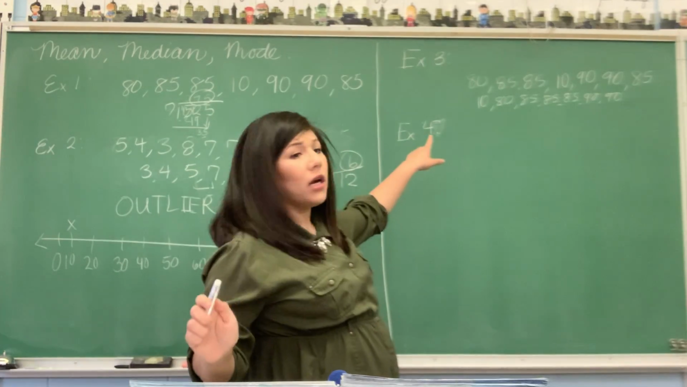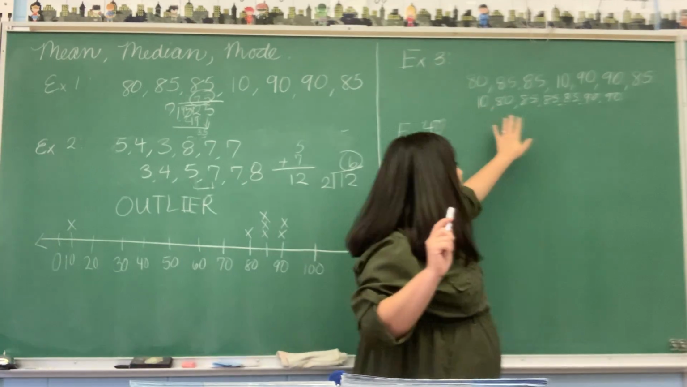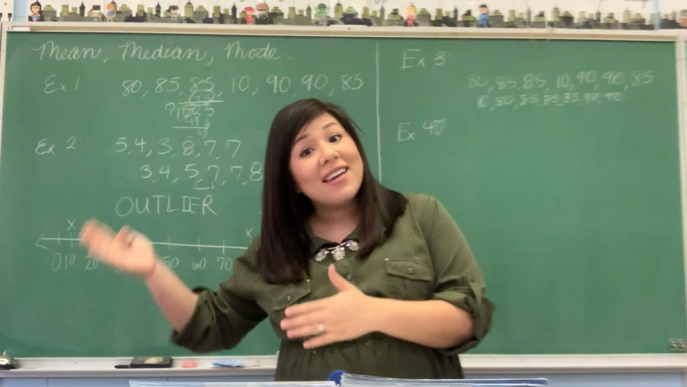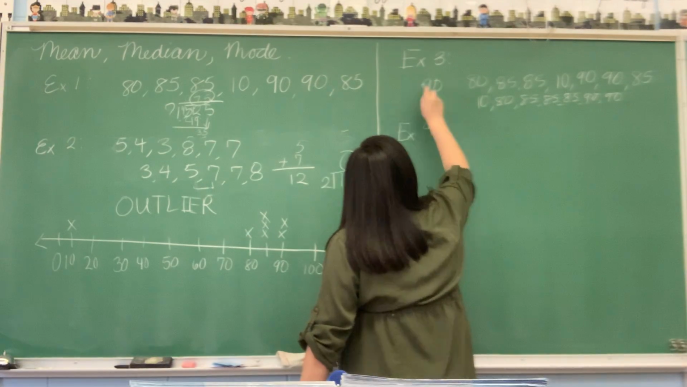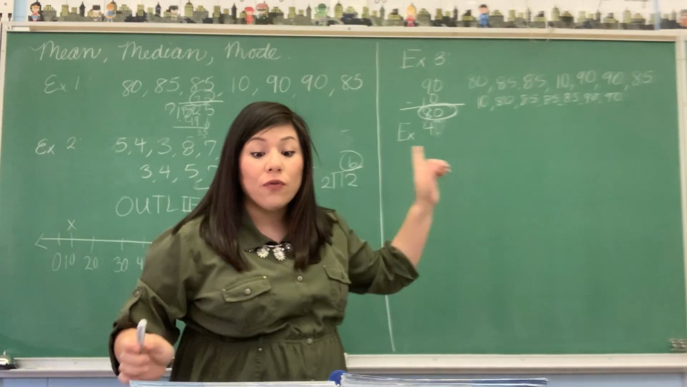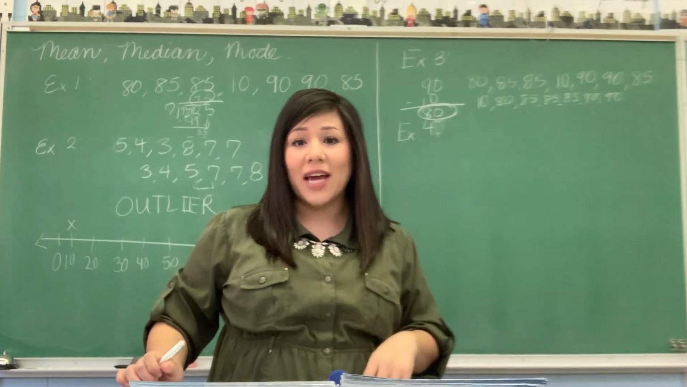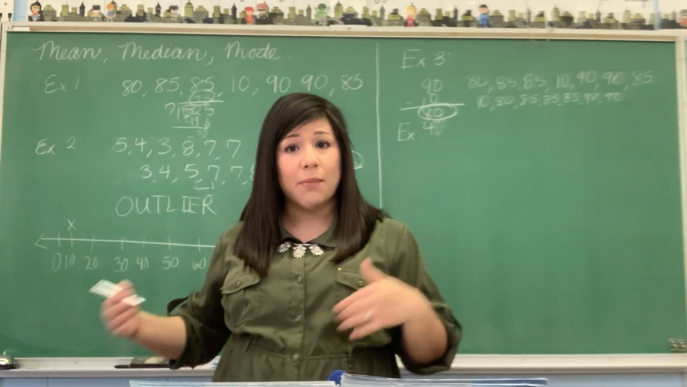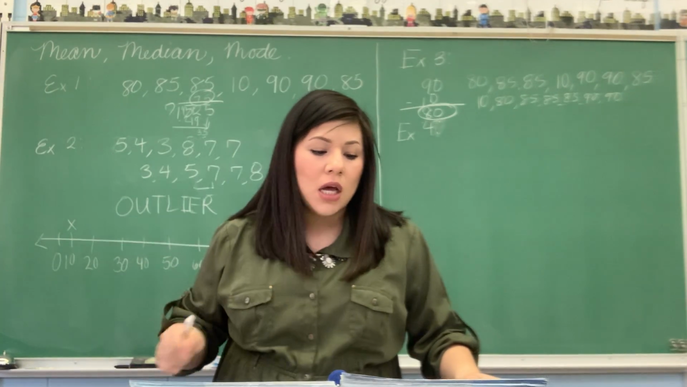What's the lowest score here? The lowest number in this set is 10. What's the greatest one? It's 90, right? So to find the range, we're just going to subtract 90 minus 10. What is 90 minus 10? 80. So my range for this example is 80. Again, to find the range, you subtract the smallest number from the largest number in the set. You catching on?